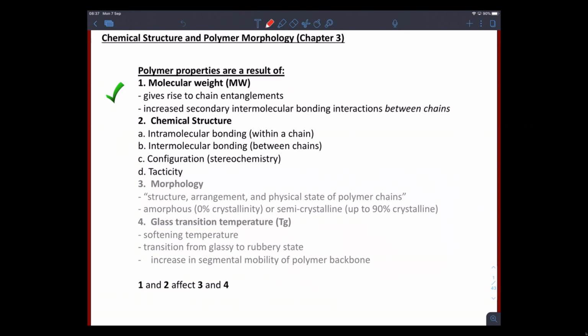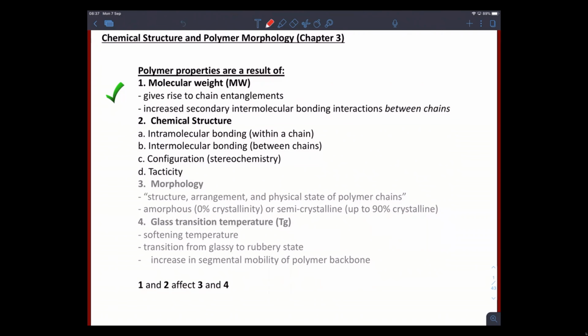Okay, so we know how to get polymers into solution. We now know how to make measurements on the polymers depending on what molecular weight we're measuring. We also talked about molecular weight, one of the properties, giving rise to chain entanglements. The bigger they are, the more entanglements they're going to feel, and also the thinner the chains, the more likely they are to be entangled. And that's due to increased secondary intermolecular bonding interactions between the chains, right? Those interactions will drive that entanglement even further.